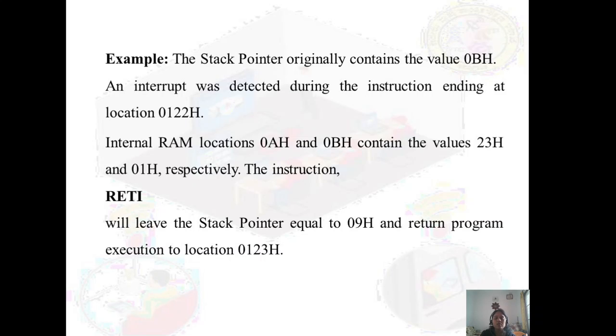So 0BH means the internal RAM locations from where we have to retrieve are 0AH and 0BH. They contain 23H and 01H respectively. After executing RETI, your stack pointer will be pointing at 09H and your address location will be 0123H, just like your return. But RET is for returning from a subroutine, and RETI is to return from the interrupt.